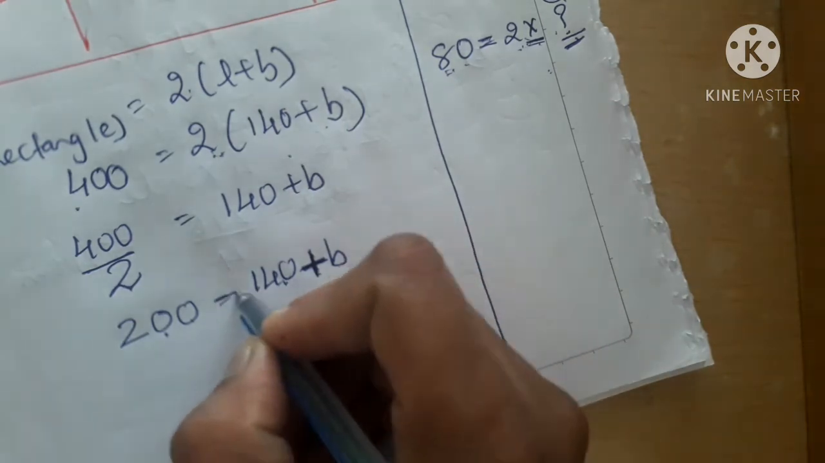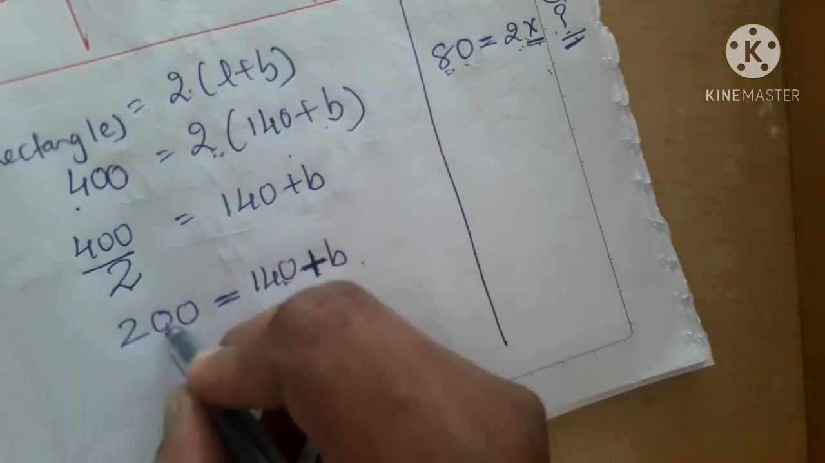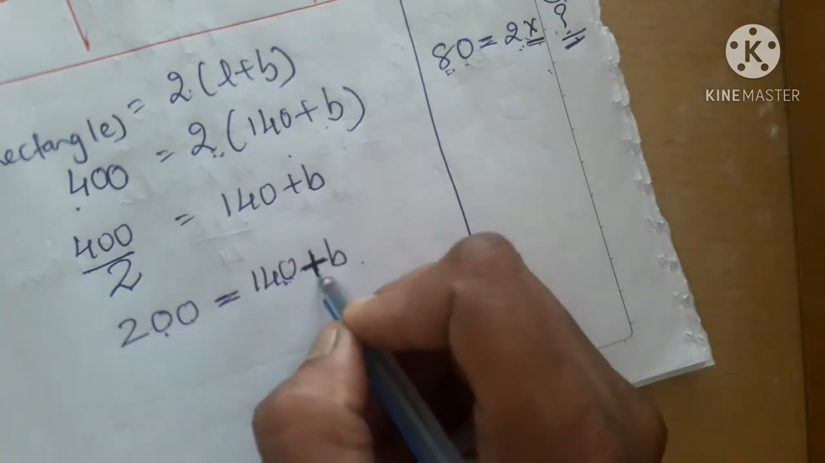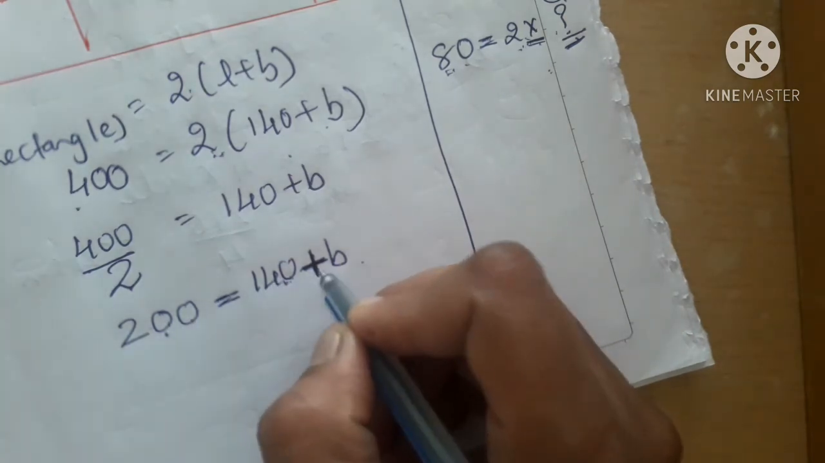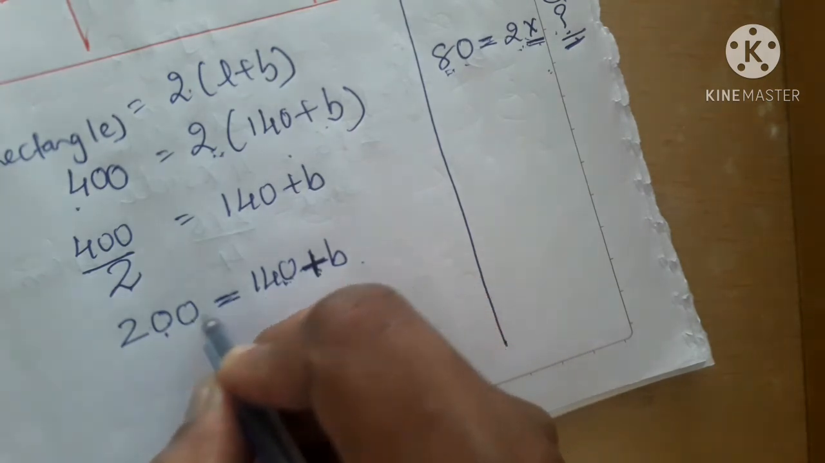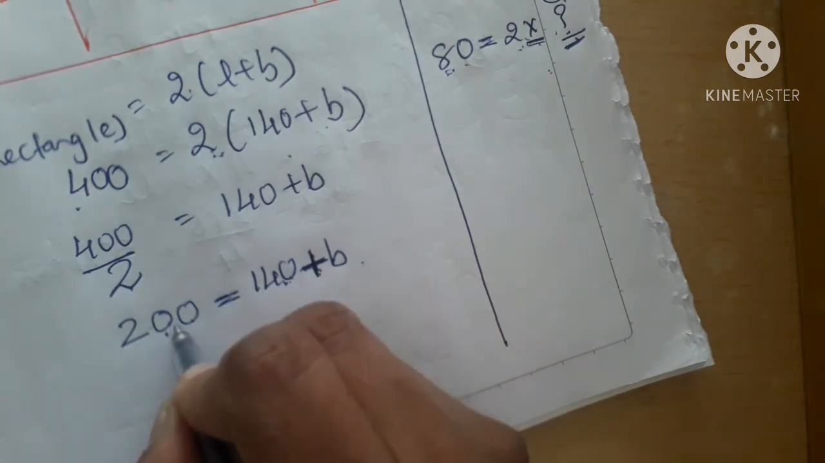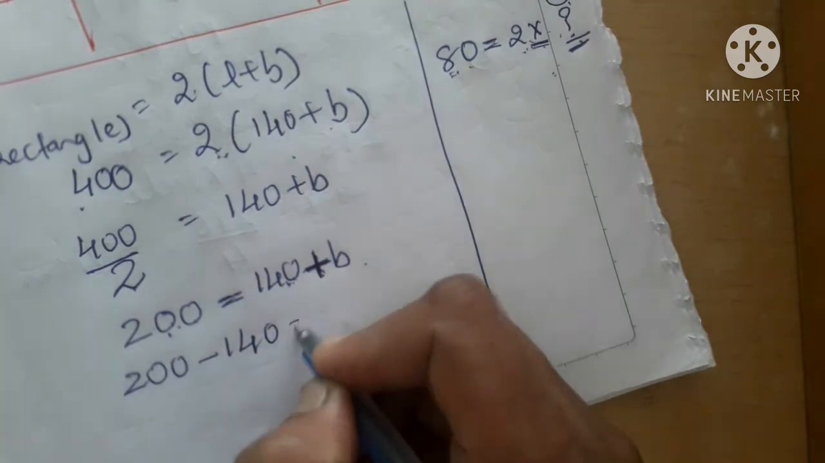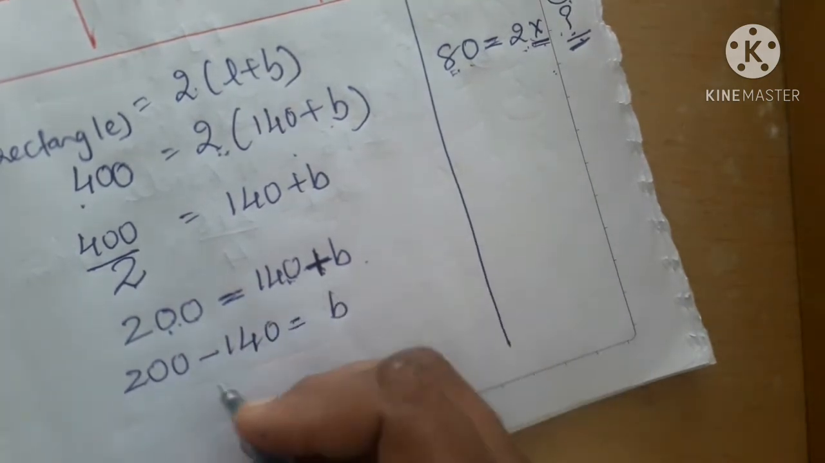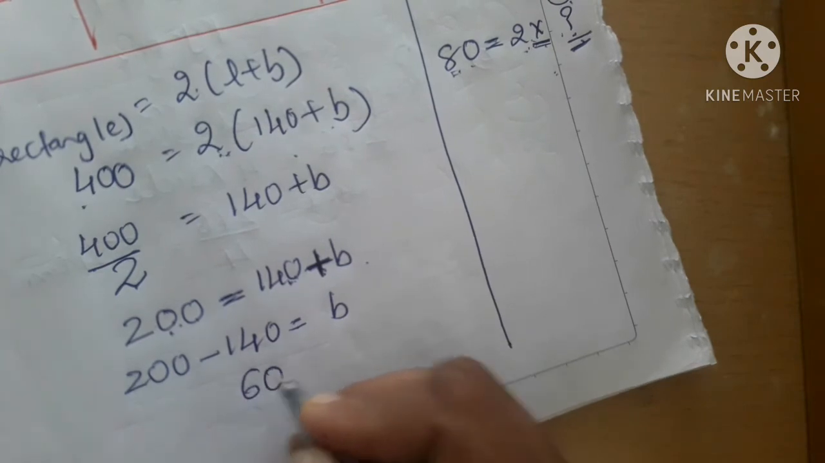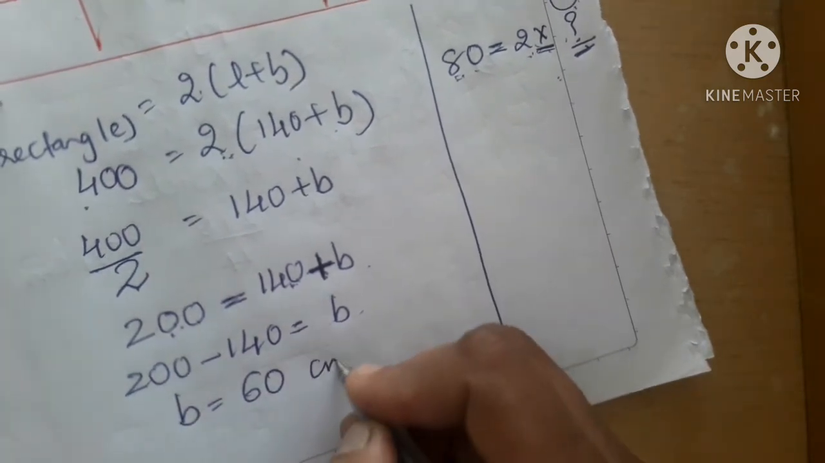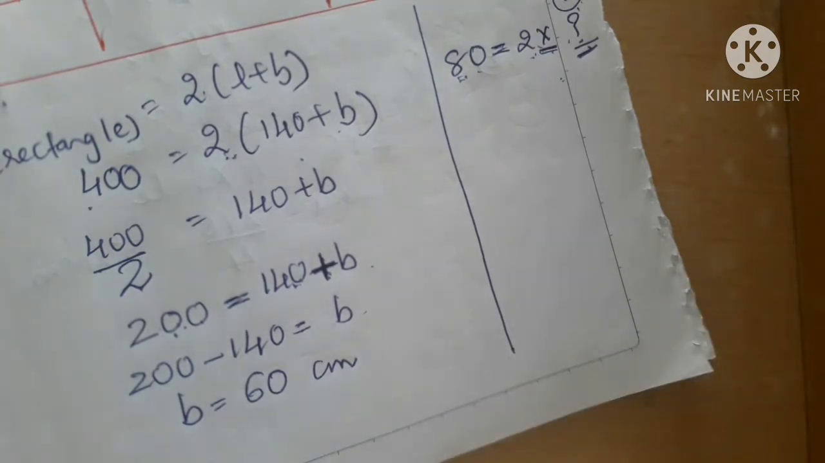When I have seen the numbers that they are on the opposite sides, what I will do, I will see this sign, that is here this is plus, so on the other side it will go as minus. So here I will have 200 minus 140 is equal to b. So what is my answer? That is 60 is equal to b, or breadth is equal to 60 centimeter, right?